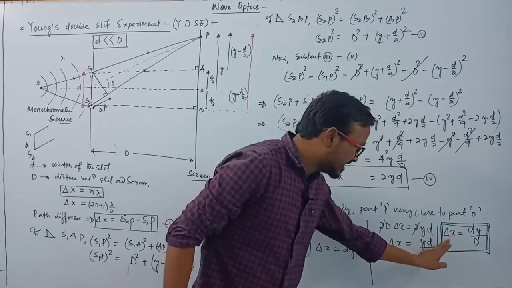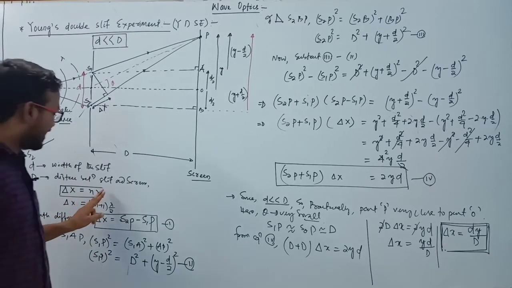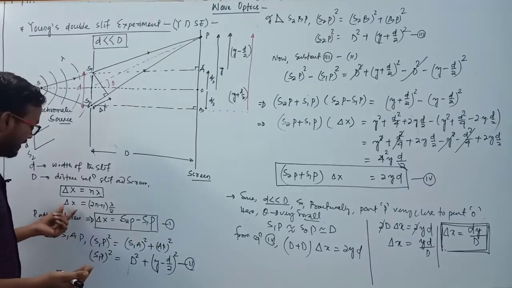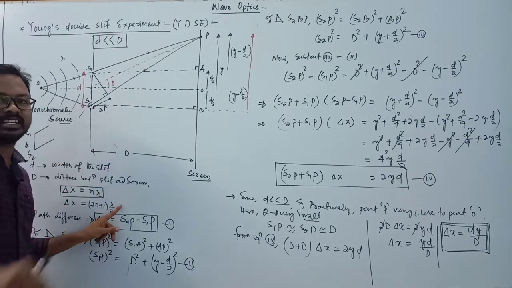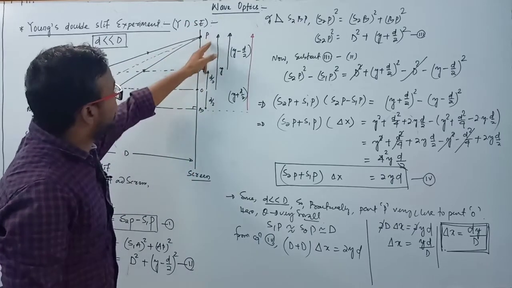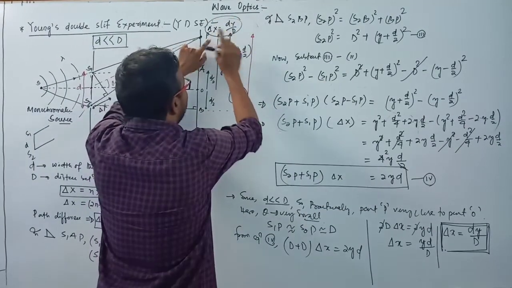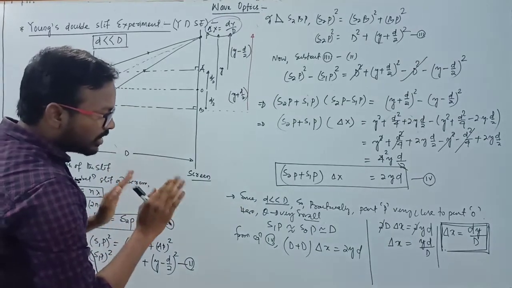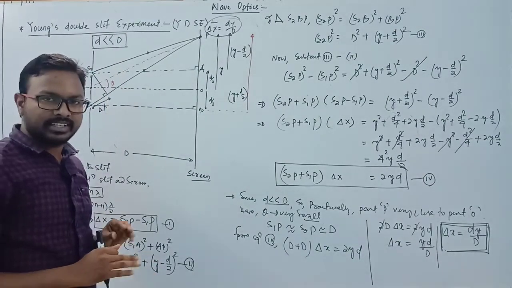Clear? Now we have to show that if delta x is equal to n lambda, then we get constructive interference, which means more bright light and more intensity at that point. Similarly, if delta x is equal to (2n plus 1) lambda by 2, it gives destructive interference, meaning minimum intensity of light at that point. So we get the fringe pattern, the interference pattern on the screen. Delta x, which is equal to dy by D, is the path difference between S1P and S2P. Now we have to show what path difference between these two waves gives constructive interference, and what gives destructive interference.